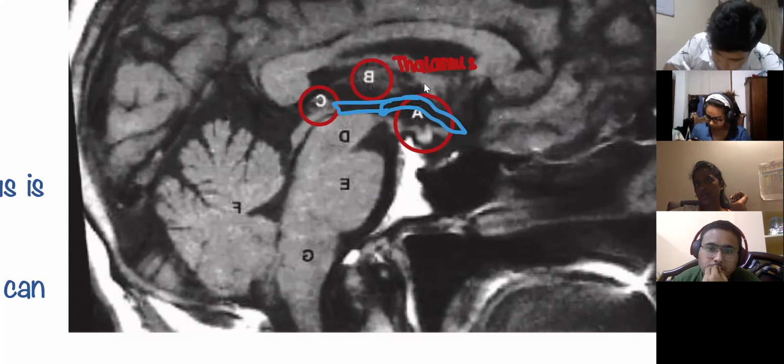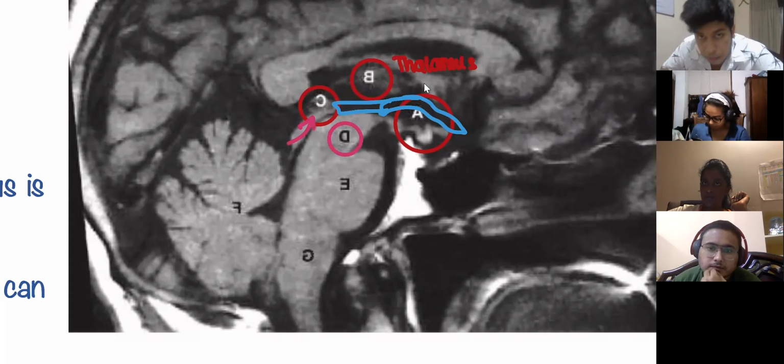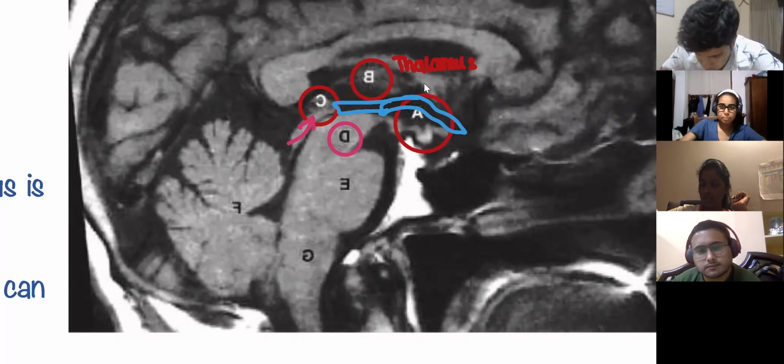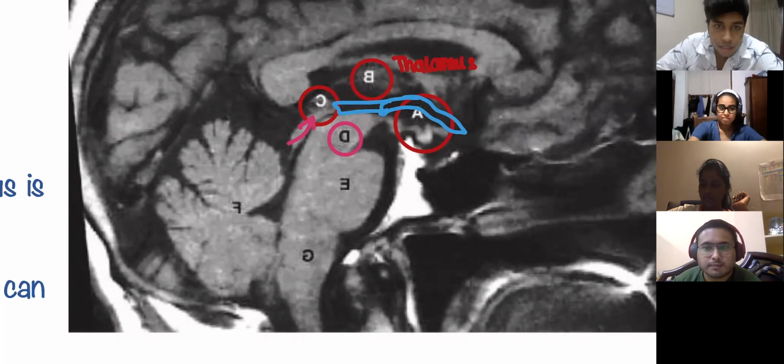This is the pineal body. What is this? What is the brain stem structure which is present here? Come on, it's the midbrain. Okay.